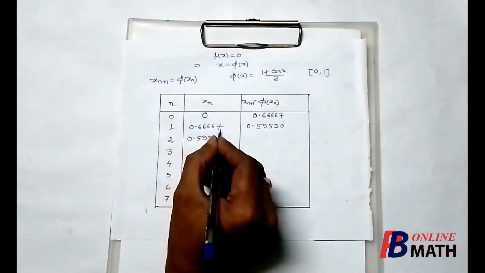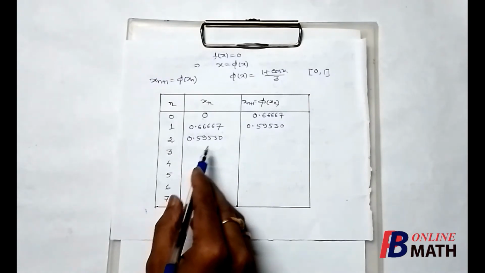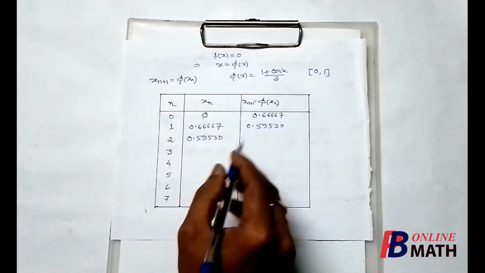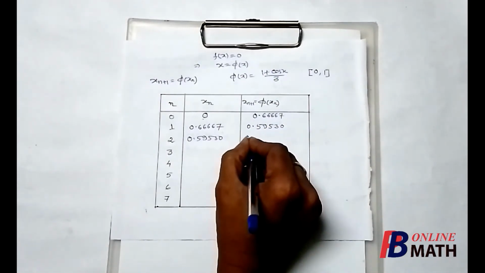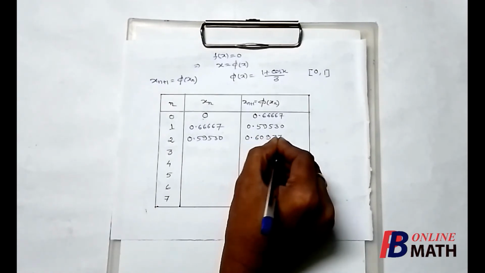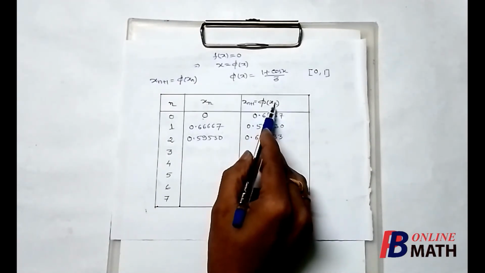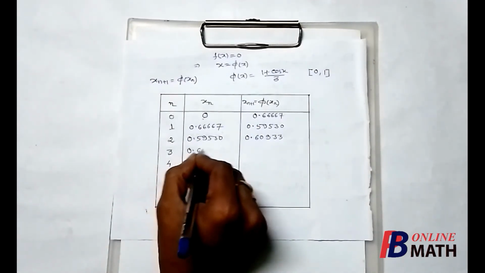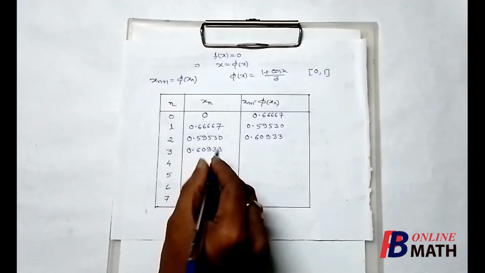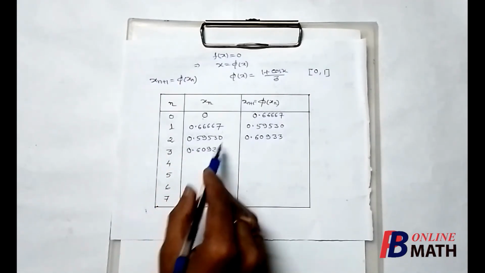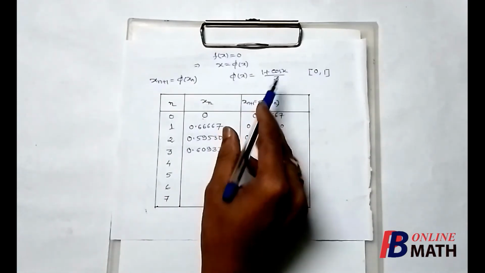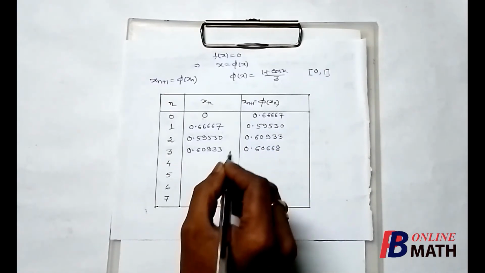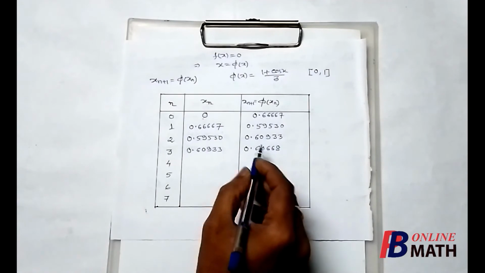0.59530. Now if this is x2, then you can find phi(x2) by replacing x equal to this value in this function. Then it will be 0.60933. So this is phi(x2). So this will be equal to x3 again. So x3 will be 0.60933. Now if we apply this value to this function, then the next value will be 0.60668. You can easily find this by using the calculator.